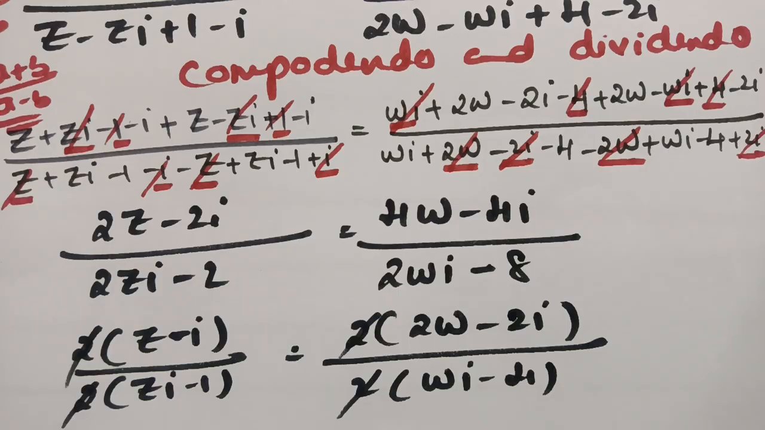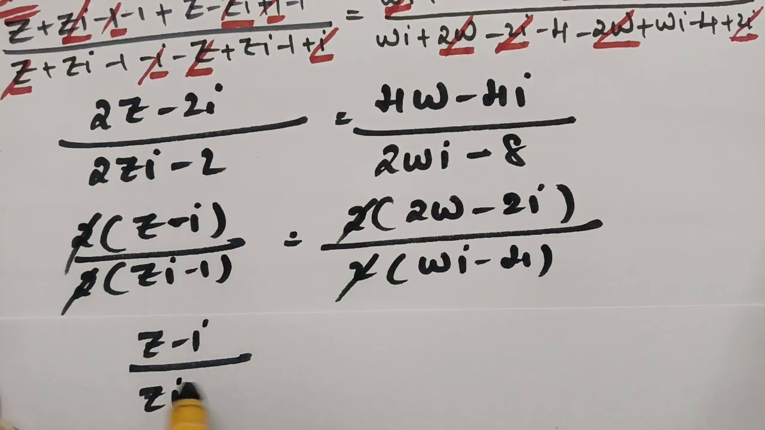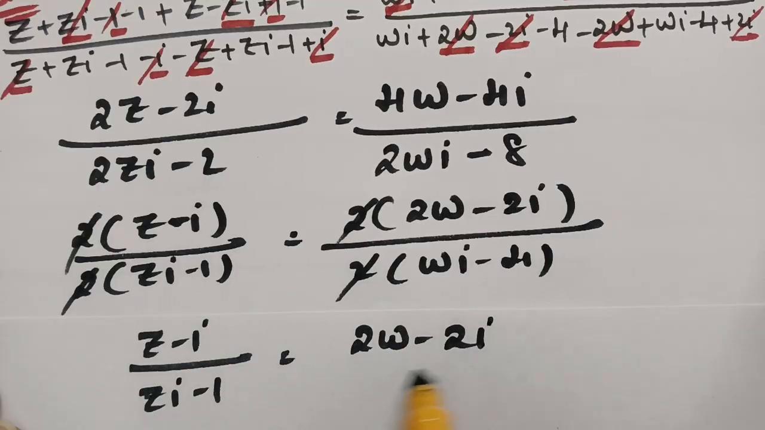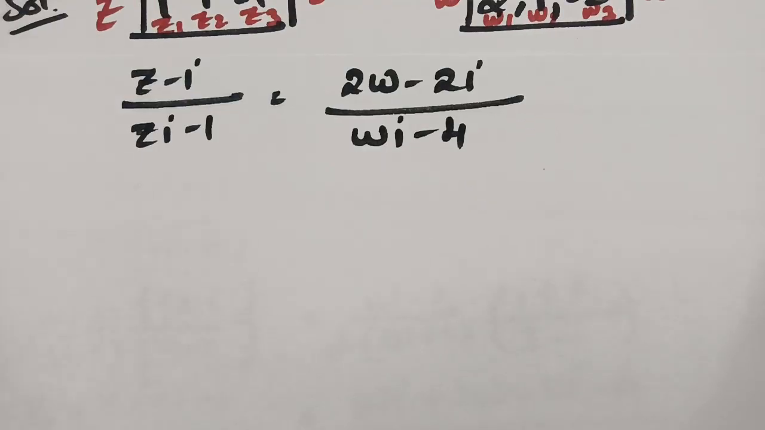So this value is z minus i. This value is zi minus 1. Here this is 2w minus 2i and this is wi minus 4. And now I'll cross multiply this one in order to get the w value.